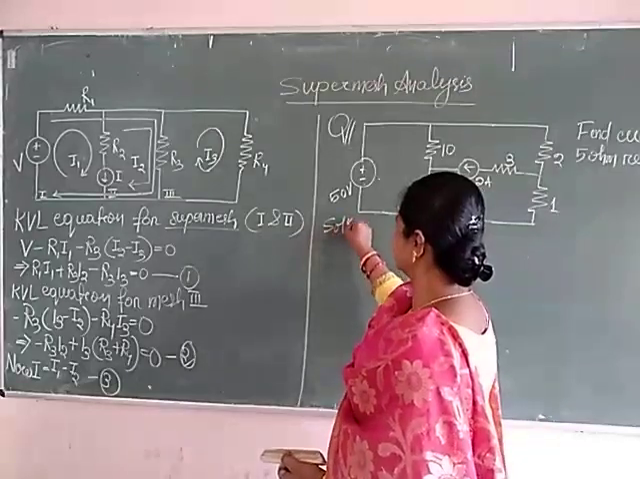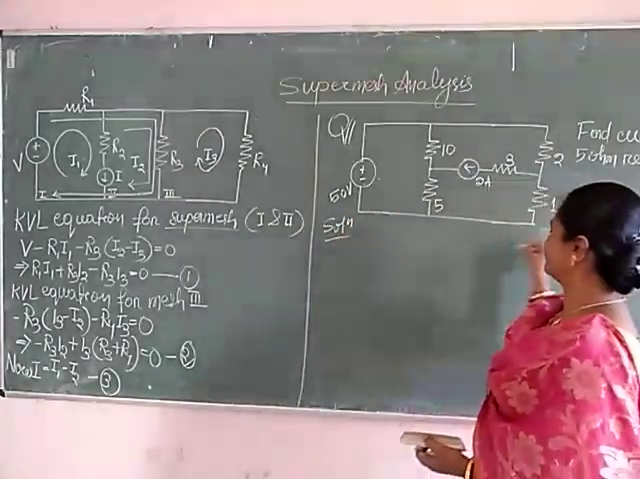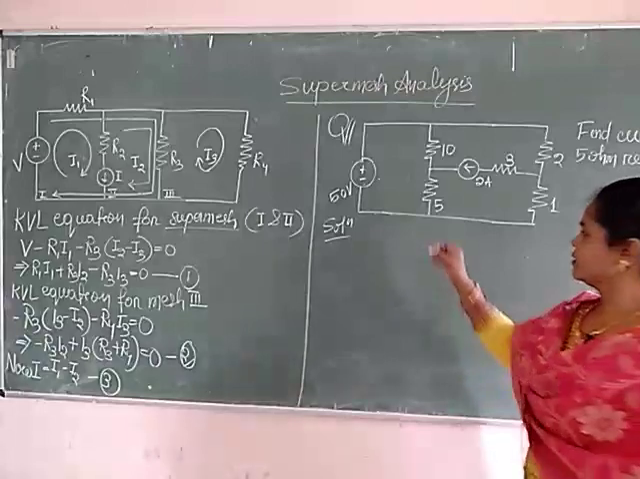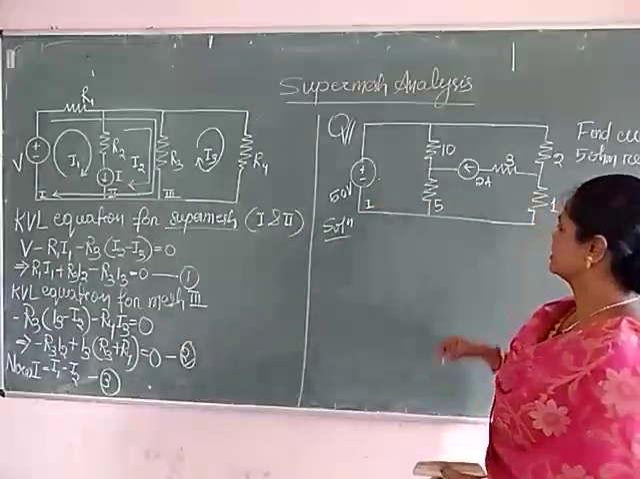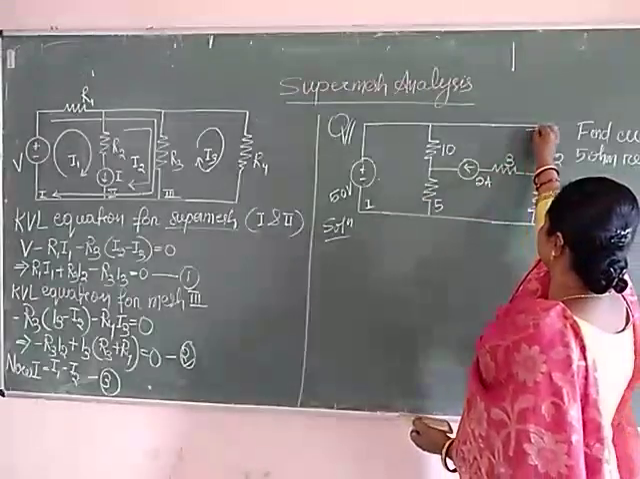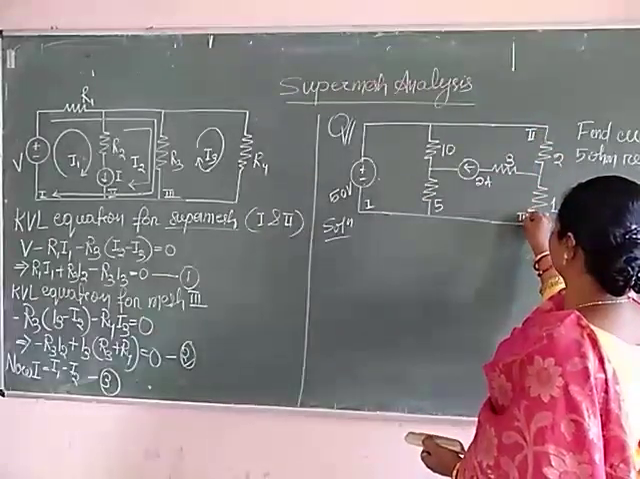We find the solution. Here you write the comment. This is loop 1. I am naming the meshes first. This is mesh 1, this one is 2, 3.